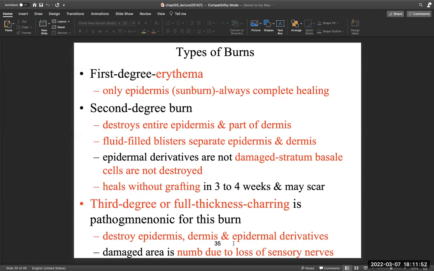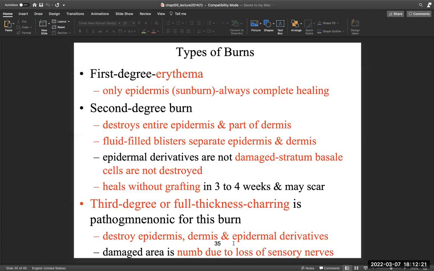Now, like I mentioned, since it's full thickness, the stratum basale cells are completely destroyed. So there's no way you'll have proper healing unless we have some kind of skin graft. Usually, at that point, even the fatty tissue underneath will be destroyed. That's where we see that charring effect. And in severe circumstances, bone and muscle, especially muscle, might also be burned away.